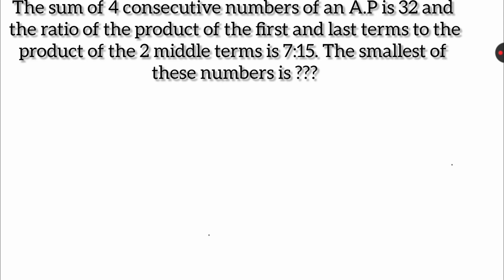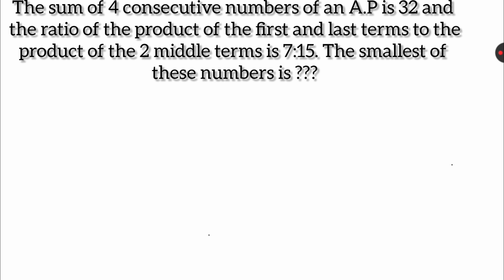Today we are going to solve an interesting problem. The sum of 4 consecutive terms is given as 32, and the ratio of the first and last terms to the product of the two middle terms is 7:15. We will find the smallest number. Let's see the solution, how we can do it.